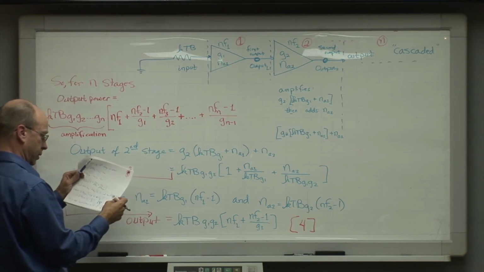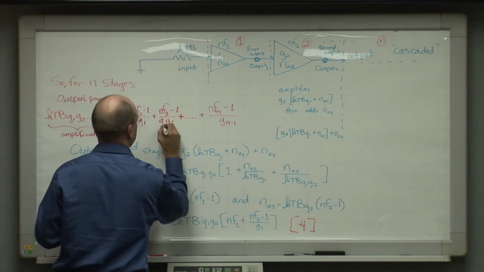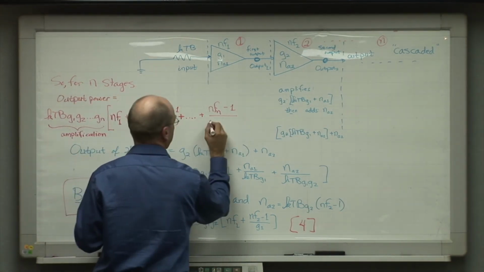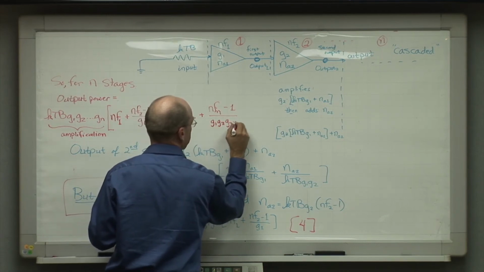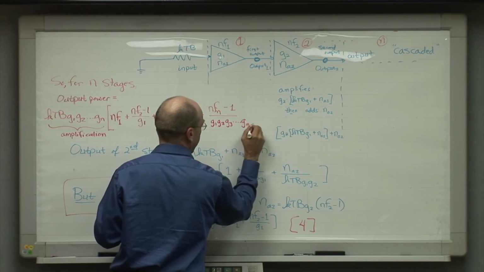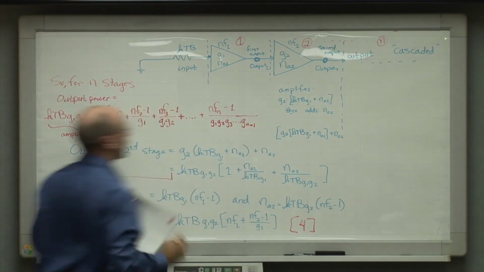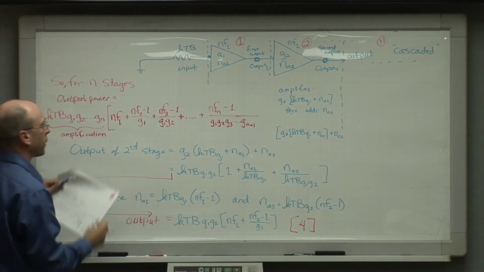Just want to make sure. Oh, sorry, this is G1, G2. We keep multiplying the gains, right? This would be G1, G2, G3, etc., out to G sub n minus 1. There we go. Out to G sub n minus 1. There, sorry about that.